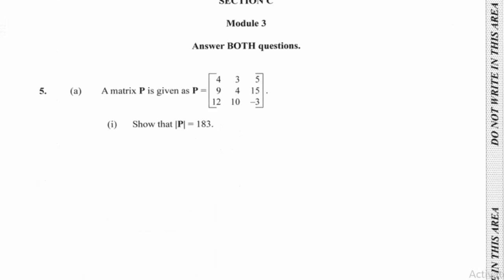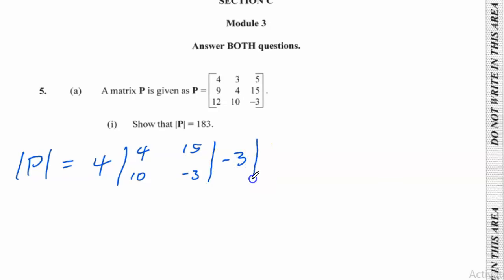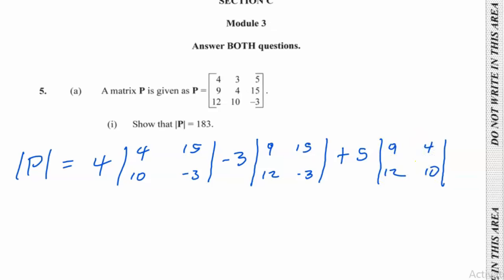Question 5. It's a matrix problem. A matrix P is given as P equal to that. Show that the determinant of P is 183. So I'm going to use a cofactor method to find the determinant of P. So 4, I will find the cofactor of 4, which is 4, 15, 10, minus 3. Then we'll change sign, so minus 3, change the sign. If it was minus 3, you would have put positive 3 here, right? And to get the cofactor of 3, you cross out the row the 3 is in, you cross out the column the 3 is in, you're left with 9, 15, 12, negative 3, plus 5 times its cofactor, and to get the cofactor of 5, you eliminate the row the 5 is in, and the column that the 5 is in, you're left with 9, 4, 12, 10. Let's do this calculation now.